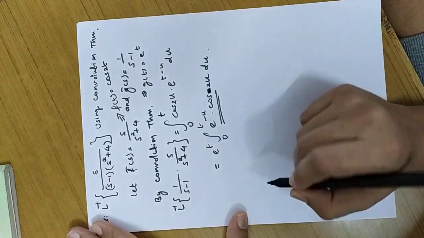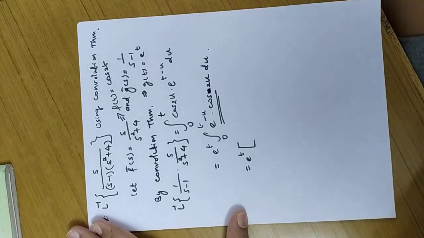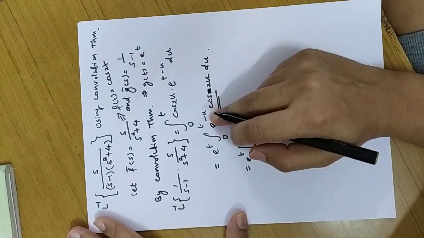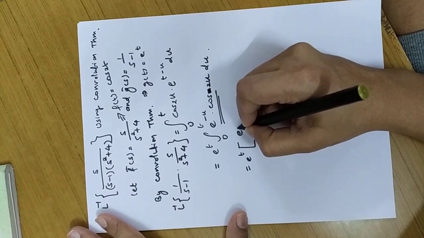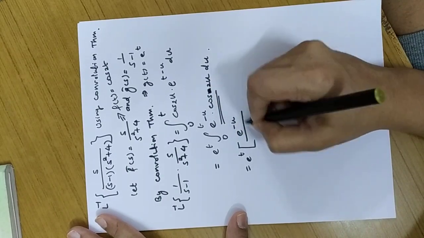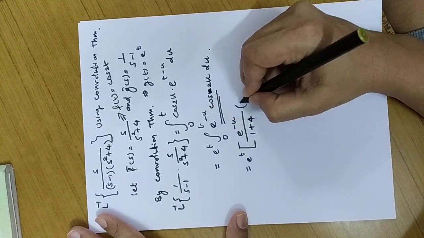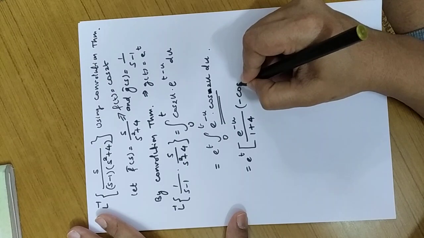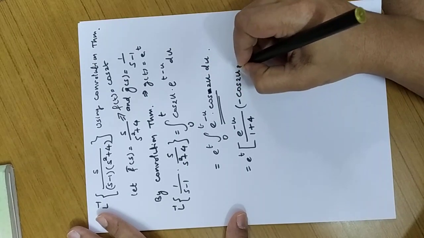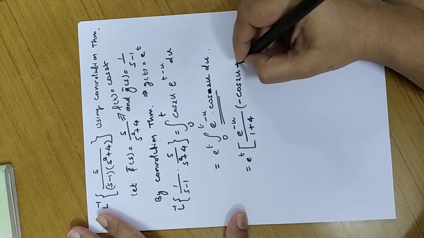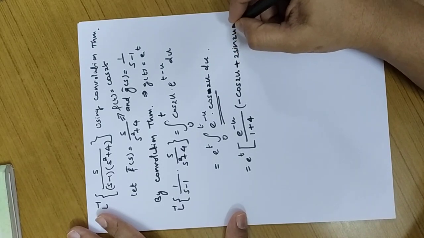Okay. Now think about this integration. How to integrate this term? So we have one formula, the integral of e raised to ax cos bx is e raised to ax by a square plus b square, times a cos bx plus b sin bx.